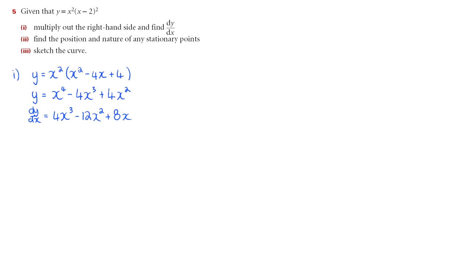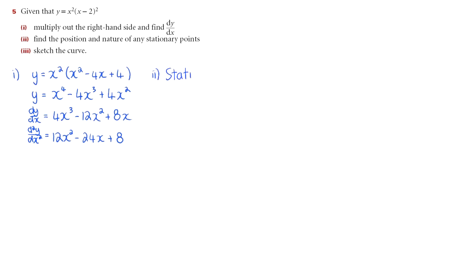All right, so we finished part 1, but while we're here, we look ahead and we see we need to find nature of stationary points. So we may as well get the second derivative, which is 12x squared minus 24x plus 8. And we'll just kind of leave that there for the moment.